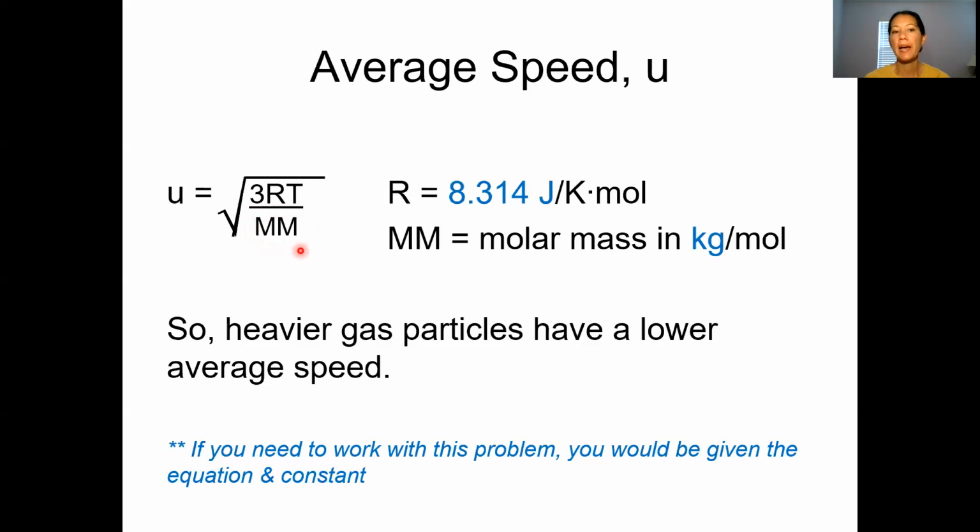What about molar mass, which is inherent to a molecule? If the molar mass is really, really high, if this is a large number, look, it's in the denominator. So that decreases the speed. Heavier gas particles will have a lower average speed. Hopefully that makes sense to you, thinking about trying to move a heavy bowling ball versus a lighter ping pong ball. If you give each the same energy and push them, the one that's lighter is going to go faster.